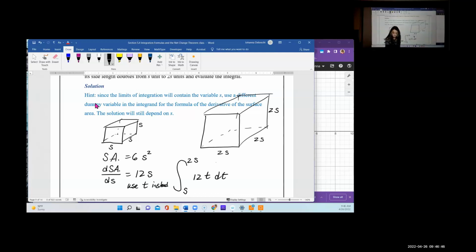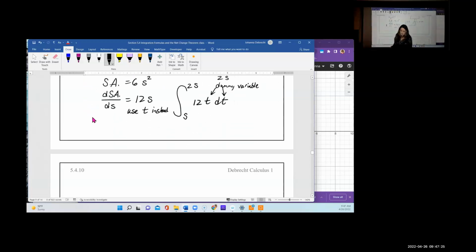Remember that the variable that you use here is a dummy variable. It helps you to do the antiderivative, but once you plug in the limits of integration, that dummy variable disappears from the problem and is gone forever. And we just don't want to have S's on the limits of integration and S's in here. That gets too confusing. So we're going to leave S for the limits of integration and change this to anything else you want other than S. Now, the next thing that we're going to do is integrate that.